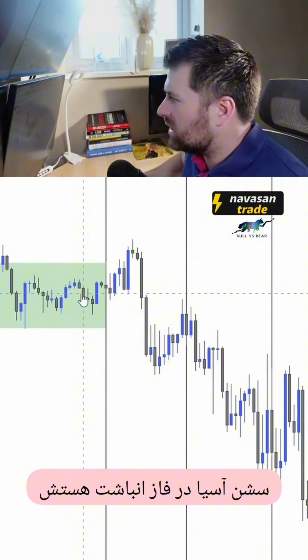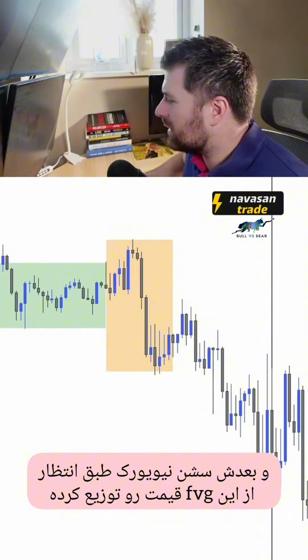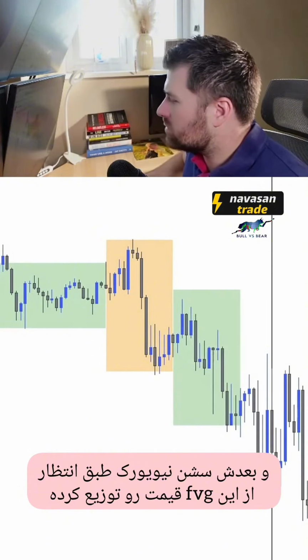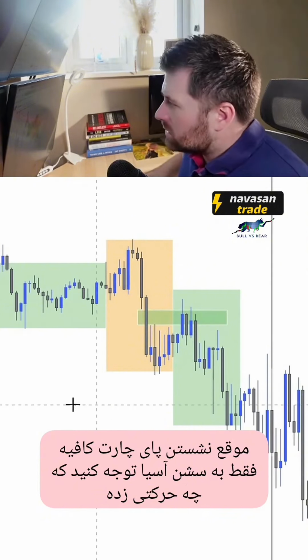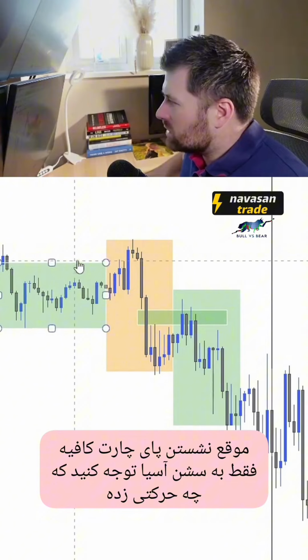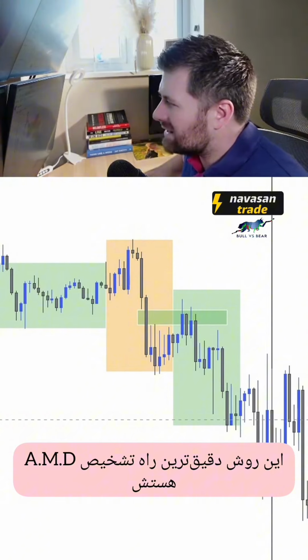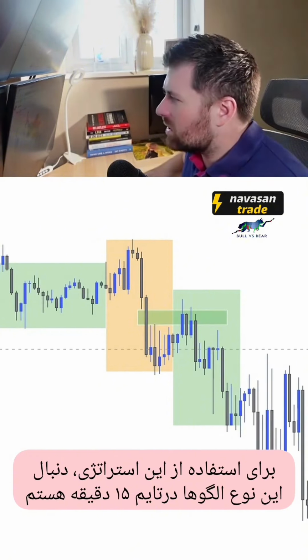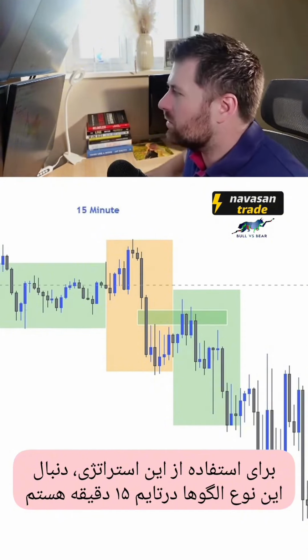Asian session, accumulation. We then expect London session to manipulate, therefore expecting New York session to distribute into this fair value gap right here. All you have to do is come to the charts and see what the Asian session has done first, and that will offer you the most precise way to identify AMD. And in terms of time frames, I typically will look for this type of pattern on a 15-minute chart.